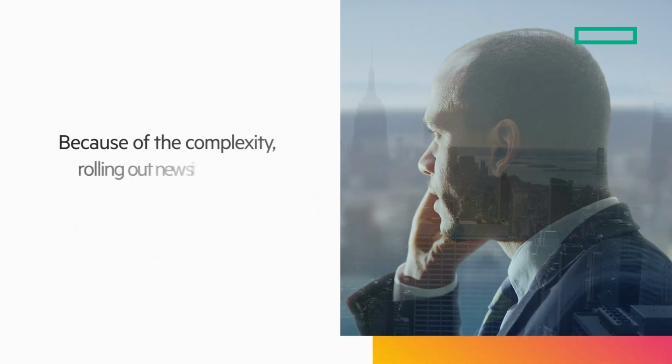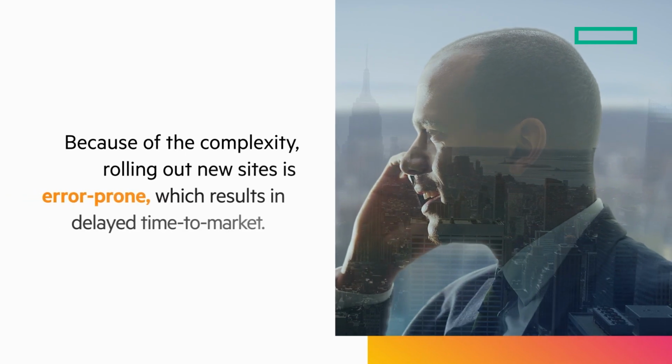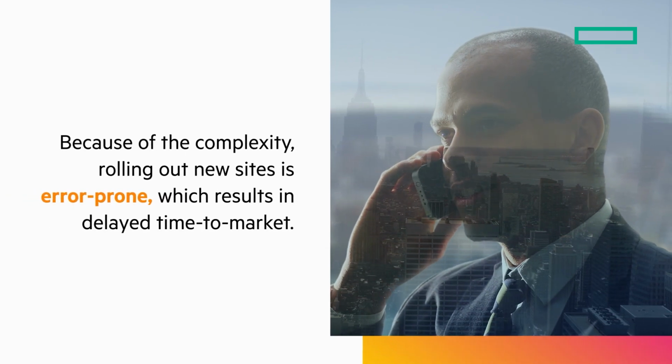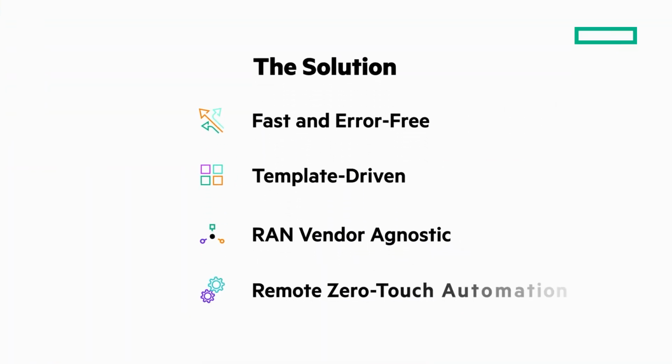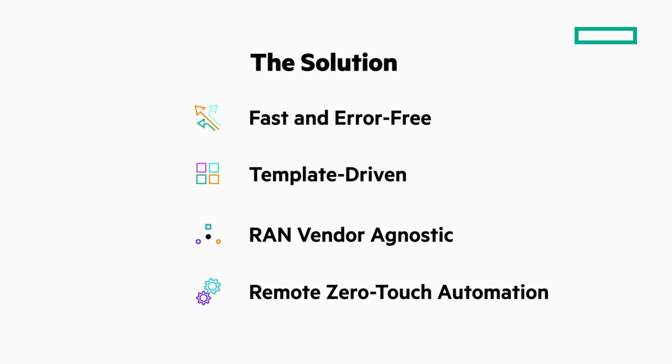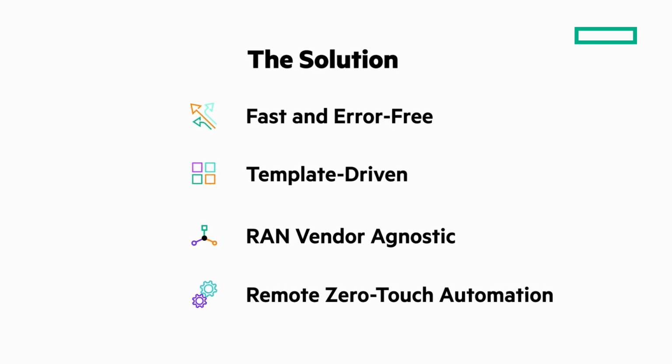Because of the complexity, rolling out new sites is error-prone, which results in delayed time to market. HPE RAN Automation enables fast and templatized multi-vendor RAN site deployment using remote zero-touch automation, eliminating manual configuration errors.